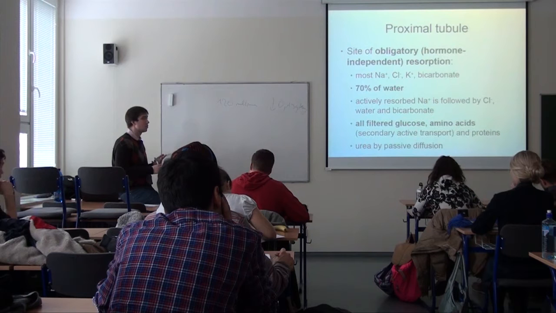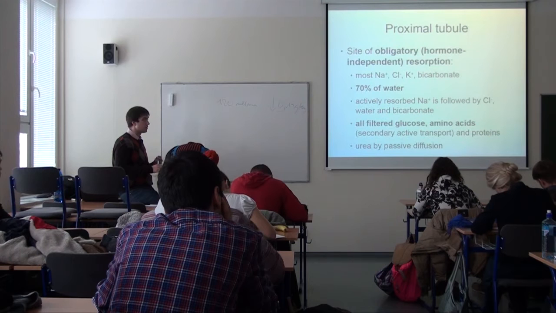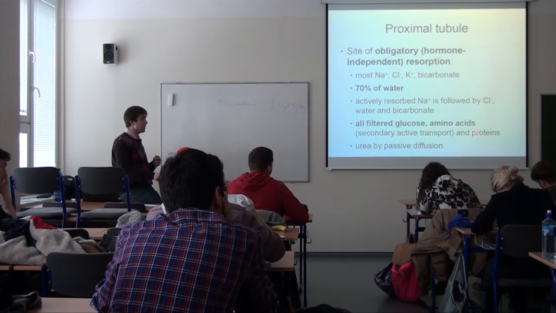For amino acids, we have 6 different transporters according to the character of the side chain of the amino acid, and the same transporters are in kidneys and in small intestine. Absolutely the same. Yes? Proteins are resorbed by pinocytosis. Yes?